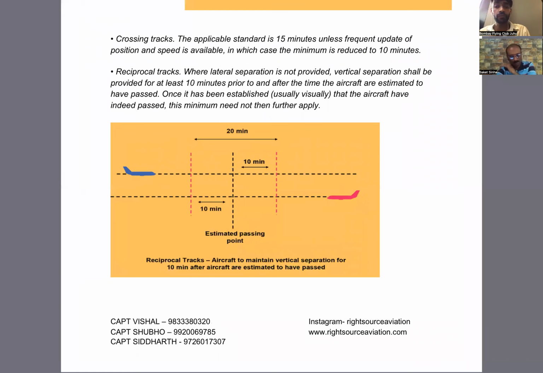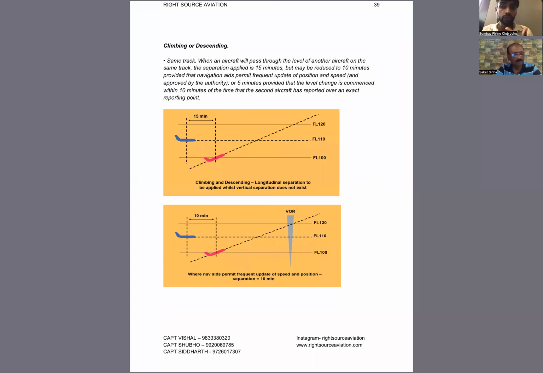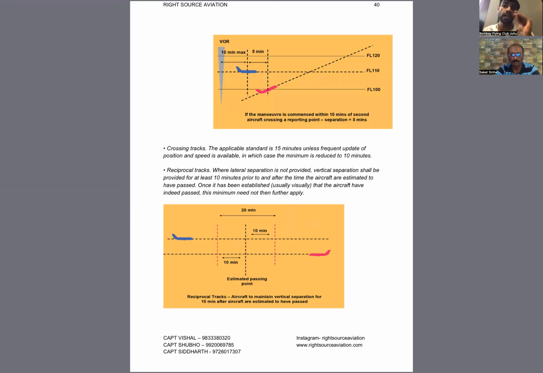Right? The same track traffic can also be there with climbing and descending. Climbing and descending traffic separation should be such that 15 minutes is the standard. Whenever the pink aircraft is going to cross the level of the blue one, 15 minutes separation would be there. It can be further reduced to 10 minutes, and further to 5 minutes also, if the preceding aircraft says that it is going to cross the level of the other aircraft within 10 minutes. Okay? Fine enough?